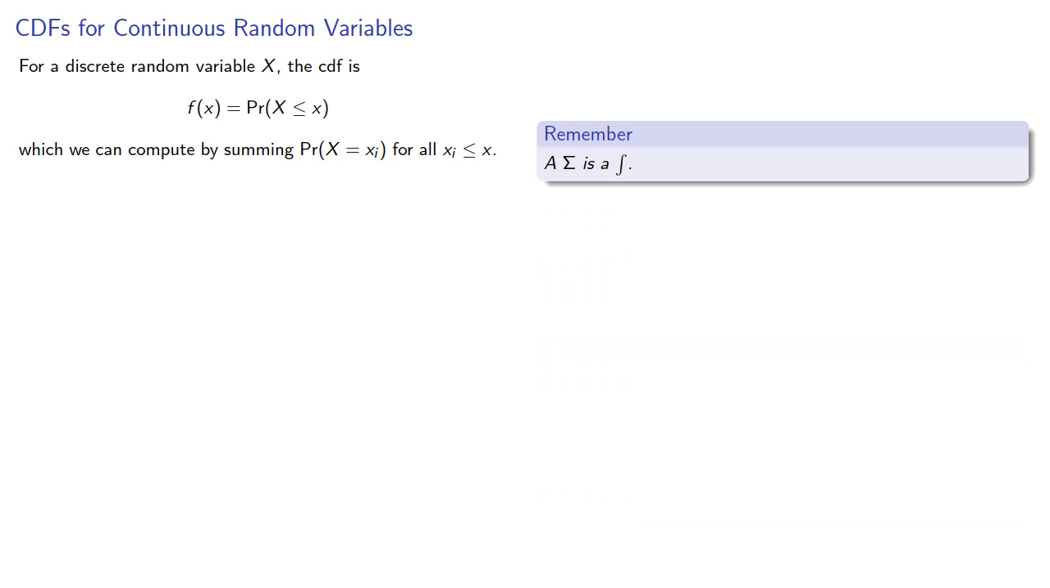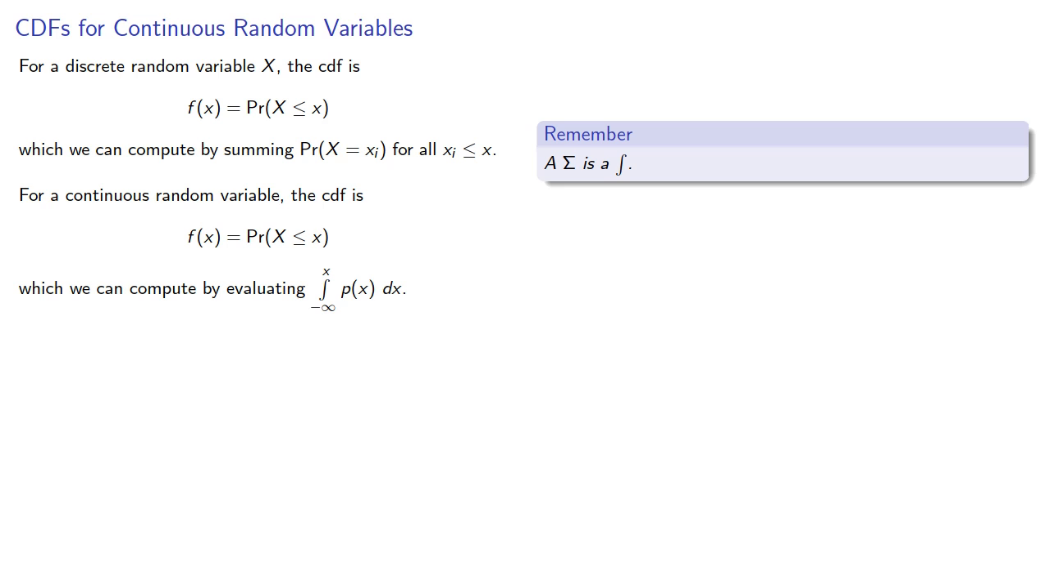Now, when we move to continuous random variables, remember that a sum is an integral. So for a continuous random variable, the cumulative distribution function will be, which we can compute by evaluating the integral from minus infinity up to x.